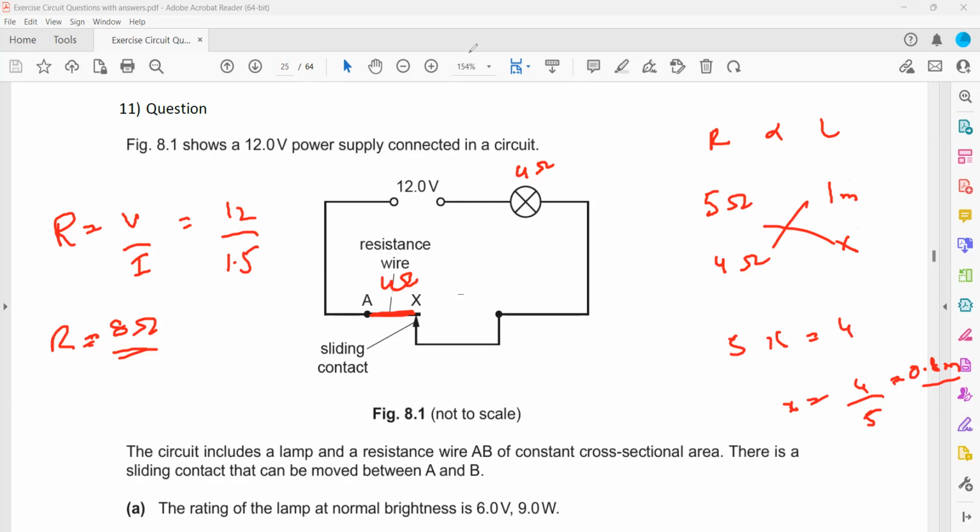So what we did, we calculated the total resistance of the circuit, and out of the total resistance, if we remove the resistance of the lamp, we'll get the resistance of A and X. And after getting the resistance of AX, they already mentioned that when the length is 1 meter for this wire, it had a resistance of 5. So if the resistance is 4 ohm, how much length will be there? X. Because they're directly proportional, we just cross multiply and get the length of it.